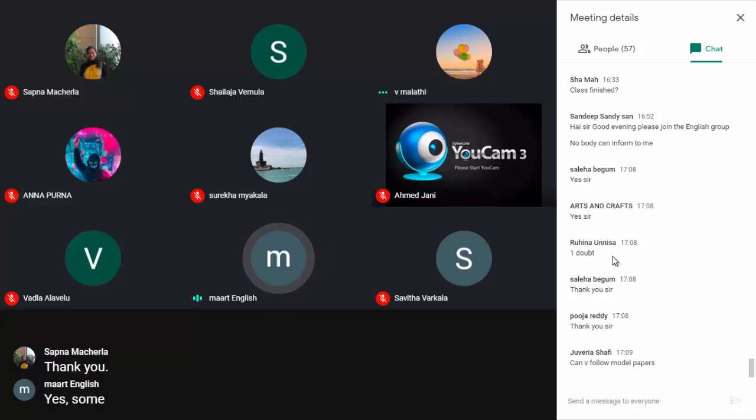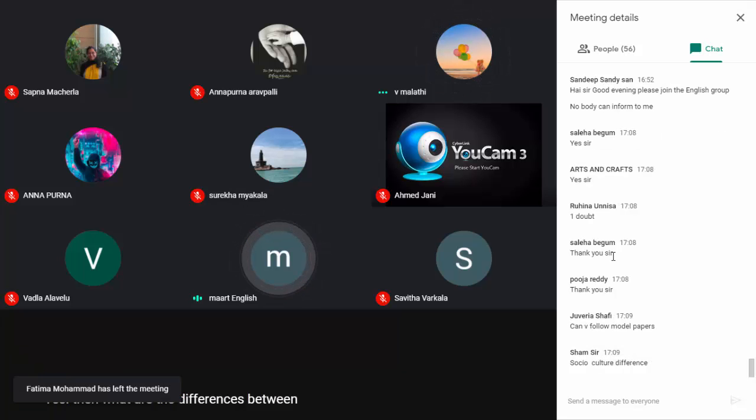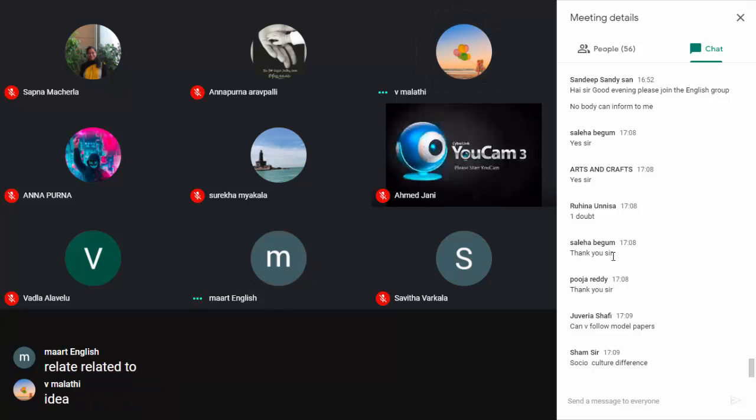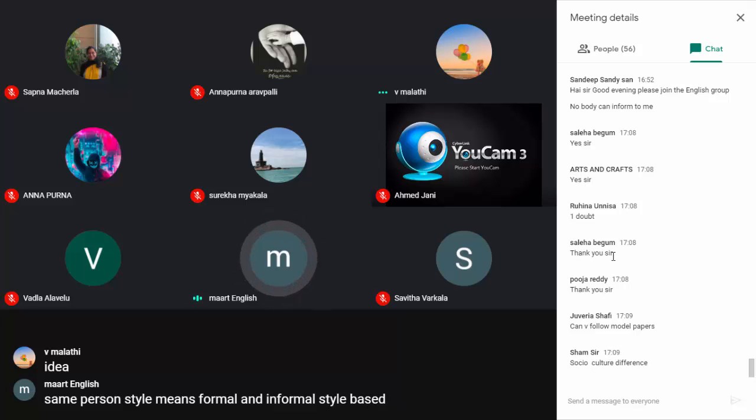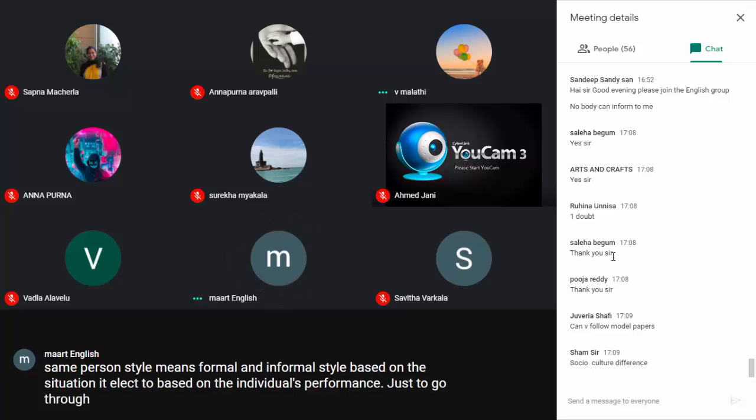Yes, some of you are asking: sir, what are the differences between idiolect and style? Idiolect relates to the same person. Style means formal and informal, based on the situation. Idiolect is based on the individual's performance. Just go through the differences between these two.